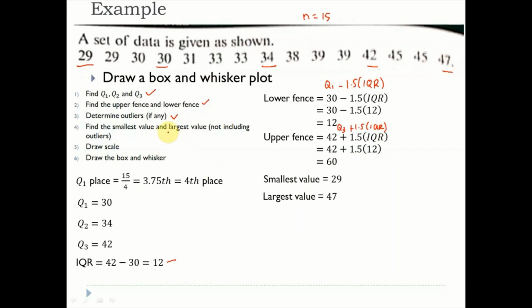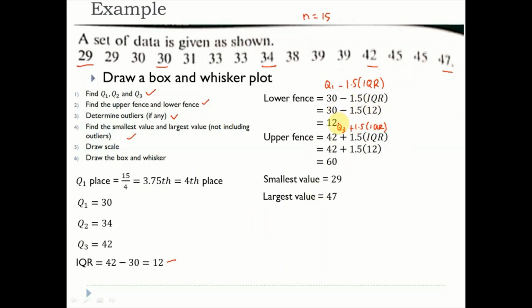Okay, next. Now, ni dah siap. Next is kita akan draw the scale. So how to draw the scale? When you want to draw the scale, usually what you want to do is we want to put the smallest value and the largest, we want to put the fence and the outliers in. But since in this case, there's no outliers, so actually you don't need to draw the fence, but for this example, I will just draw the fence.